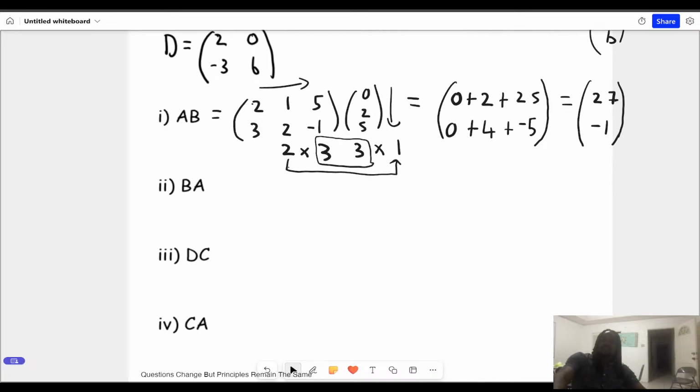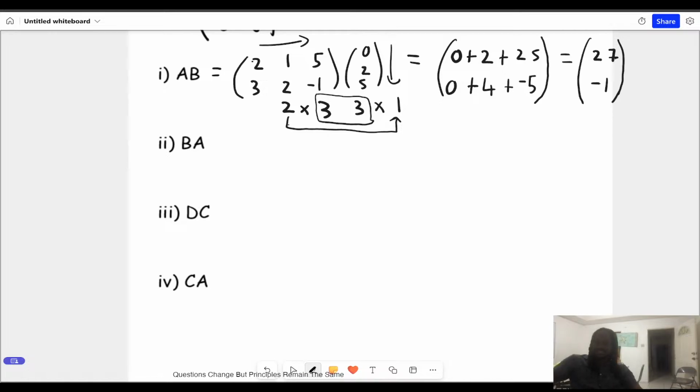That's my first one there. That's how you do basic multiplication. Let's go again, BA this time. BA, you know, so that means that B has to come first. So what is my B? 0, 2, 5. That's my B.